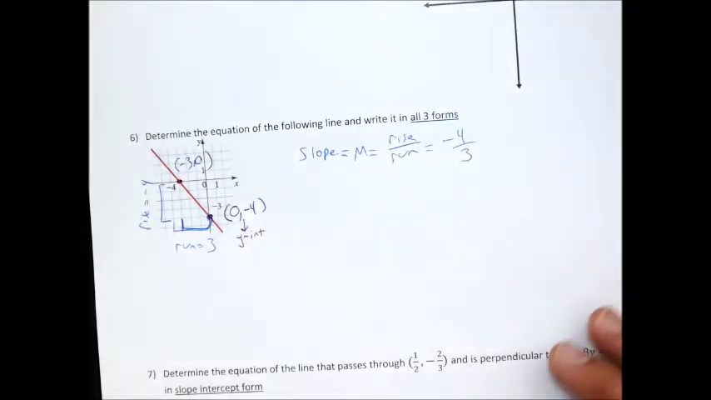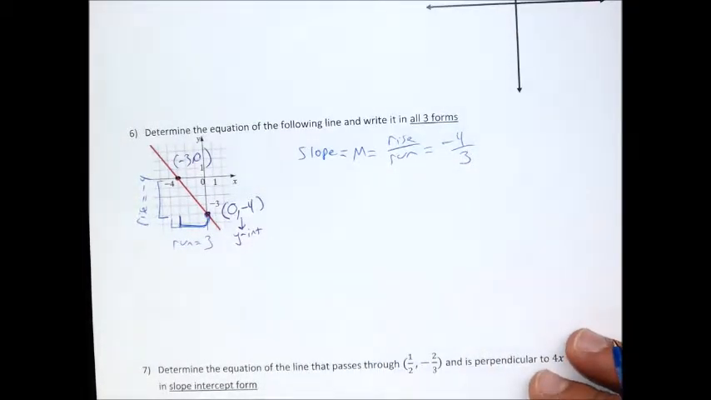And so now we're most of the way there, because we've got the slope, and we already wrote down a couple points, and so we can use either one of those points for the rest of the stuff. But the slope is the important part. Is the slope okay?